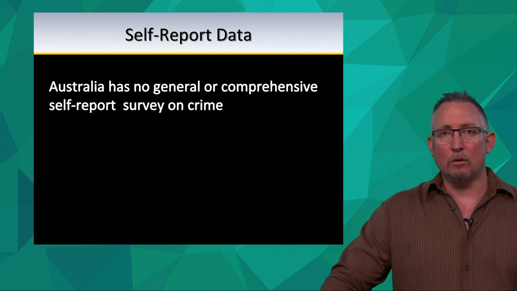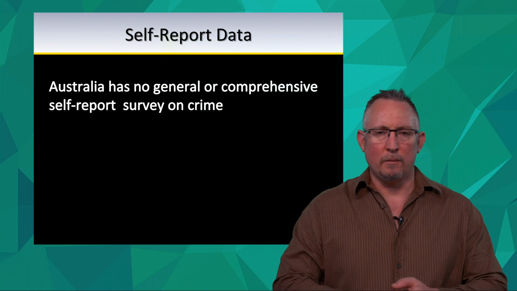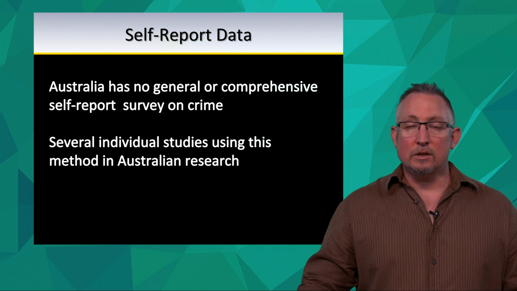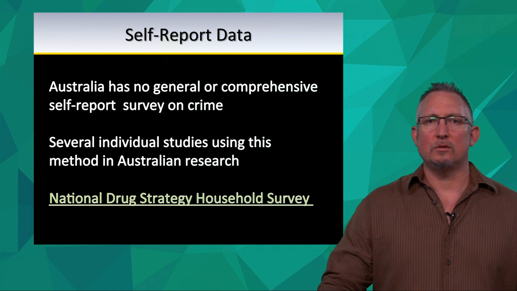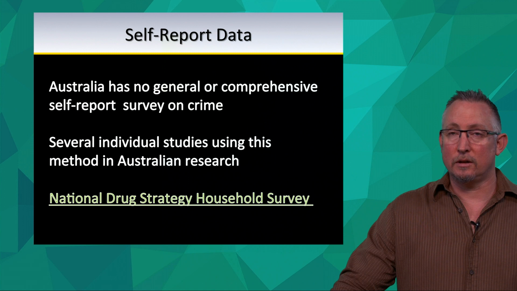Australia has no general or comprehensive self-report survey on crime. Several studies, however, in Australia use this method. The best known is the National Drug Strategy Household Survey, there's a link to it there.